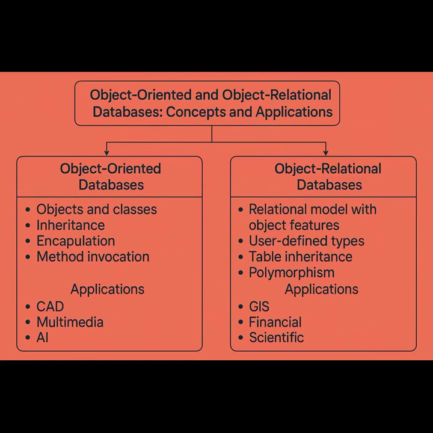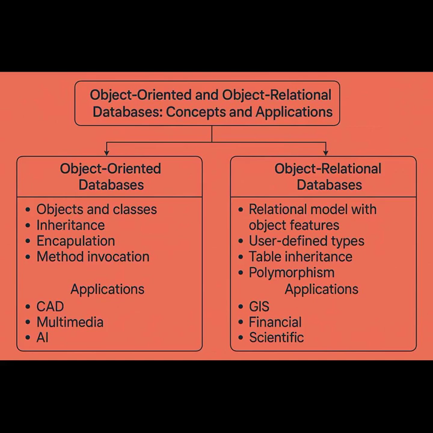2.2 Core features. Encapsulation: data and associated behavior, methods, are stored together. Inheritance enables new classes to reuse properties of existing ones. Object identity, OID: each object has a unique identifier, independent of its values.